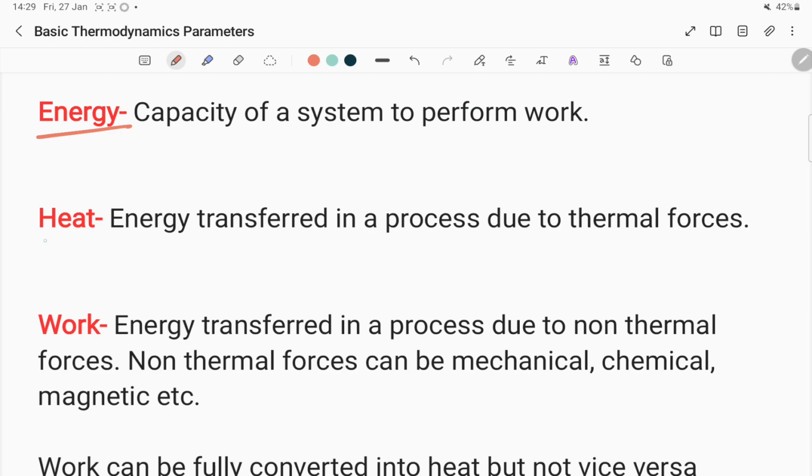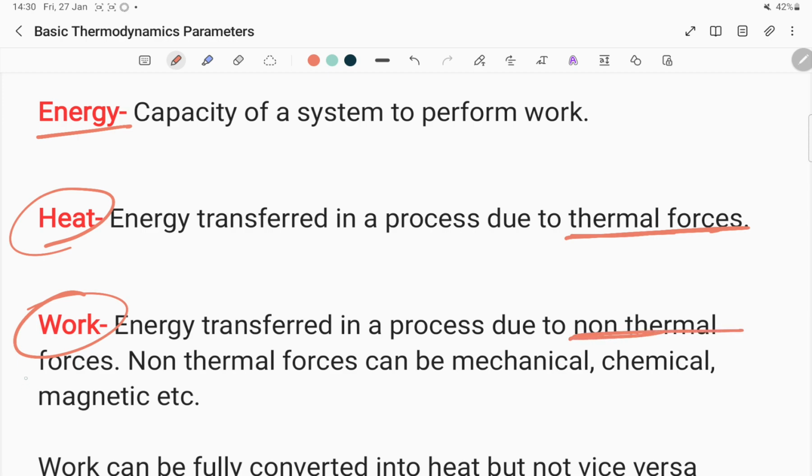The next definition is of heat. So heat is energy transferred in a process due to thermal forces. Heat is a form of energy. So heat can be defined as energy transferred in a process due to thermal forces. This is very important. Now the next definition is of work. Work is energy transferred in a process due to non-thermal forces.